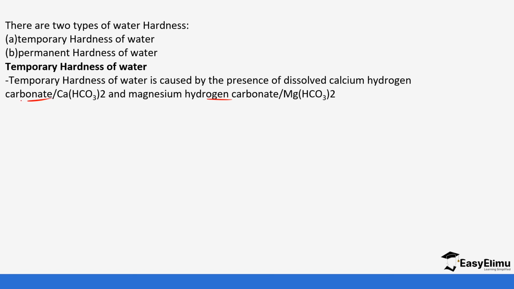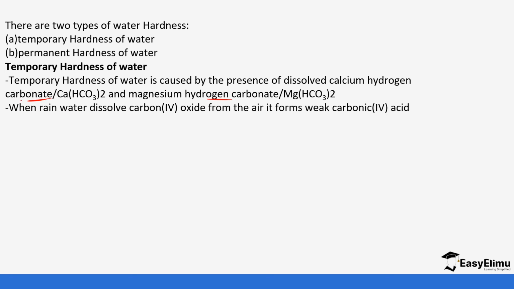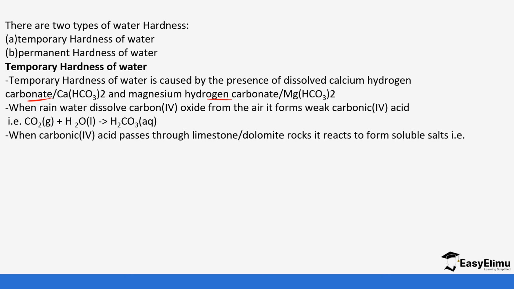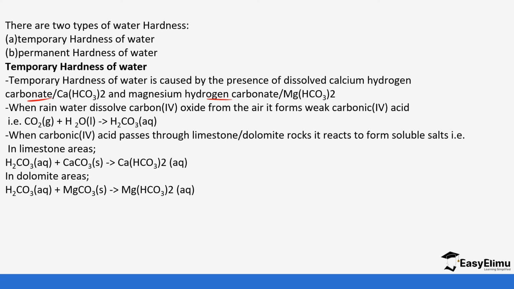You see the hydrogen carbonate ones. And this is formed when rainwater dissolves carbon dioxide from the air to form carbonic acid. This carbonic acid in turn passes through rocks and limestones, which react to form the soluble salt. For example, if carbonic acid reacts with limestone, calcium carbonate, it forms calcium hydrogen carbonate. If it reacts with dolomite, carbonic acid reacts with magnesium carbonate to form magnesium hydrogen carbonate.